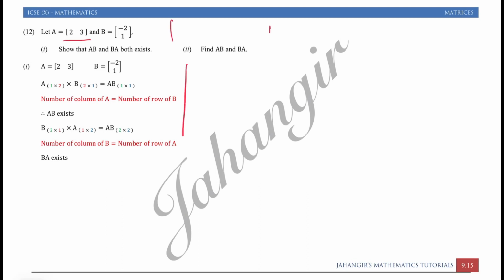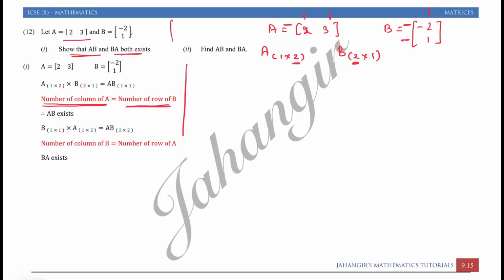A is given as [2, 3], B is given as [-2, 1] (a column). You have to show that AB and BA both exist. First we'll show AB exists. The order of A is 1 by 2. See, it has 1 row and 2 columns. And B has 2 rows and 1 column. So here I can say AB exists because the number of columns of A is equal to the number of rows of B.